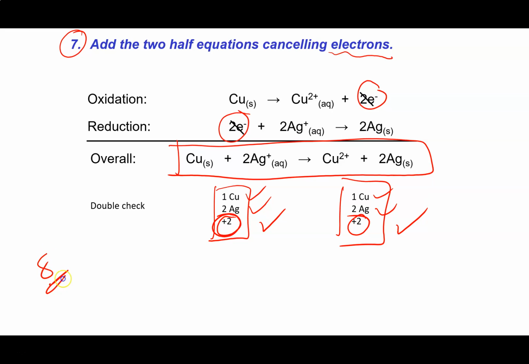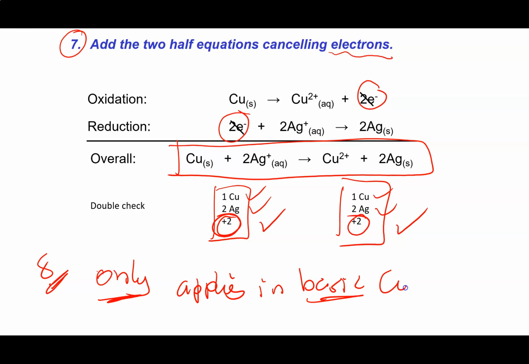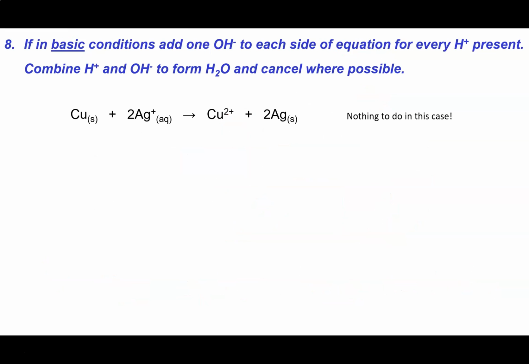Now there is an 8th step, but that only applies in basic conditions. So unless the problem tells you that the conditions are basic, that is that the hydroxide ion is present, we aren't going to be doing step number 8, and we can stop after step number 7.